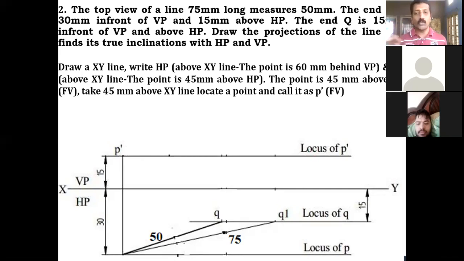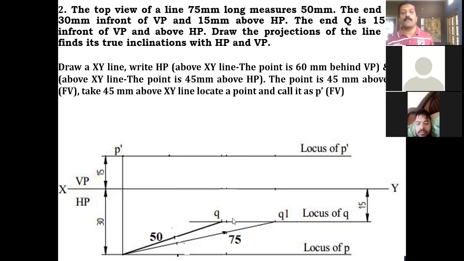Similarly, the locus of Q you know in the top view. The top view length is also given. How much is it? The top view length is 50 millimeter. You take 50 millimeter as the radius and P as the center. You cut the same locus of Q here. And after cutting this, you call that Q.